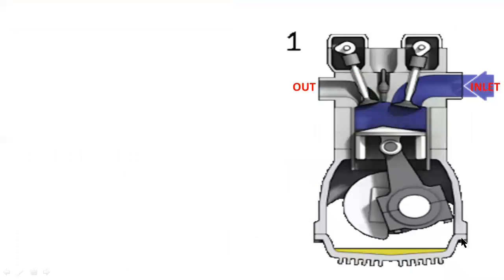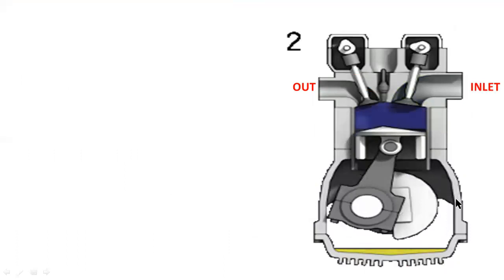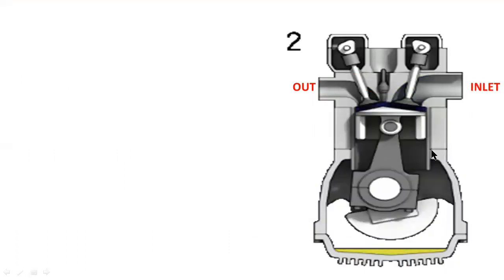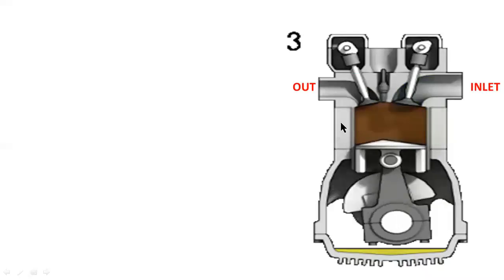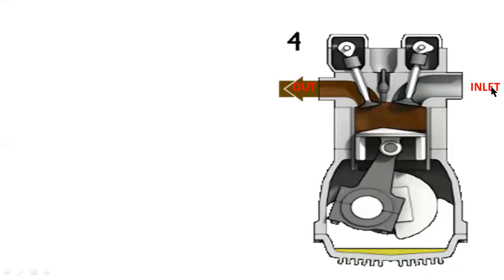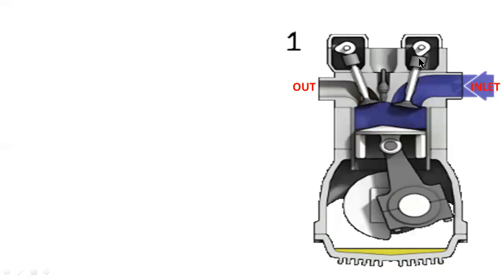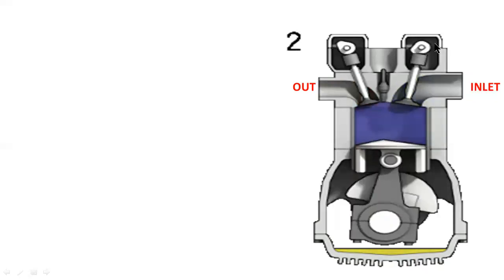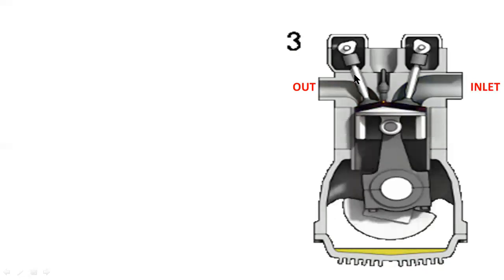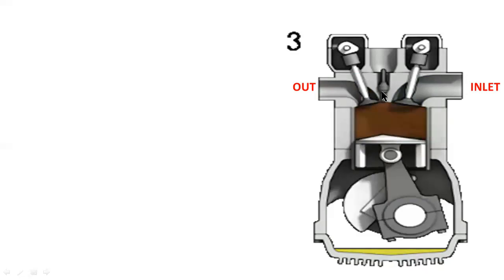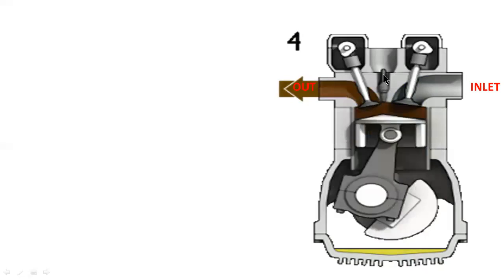Now this is the working animation of a single cylinder four-stroke engine. Here I am showing the four strokes. You can observe this is the outlet and this is the inlet. This is the outlet valve and this is the inlet valve. This is a cam, and this is also a cam. This cam and follower mechanism is used to operate the inlet and outlet valves. This is the spark plug for the spark ignition system, that is petrol engines.